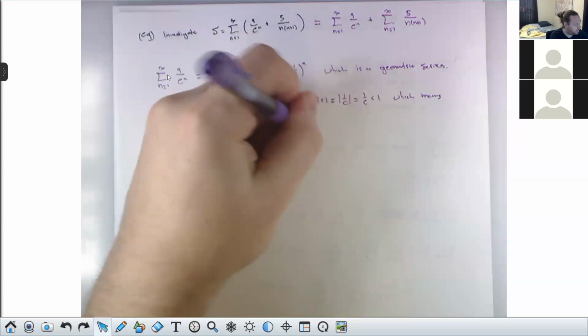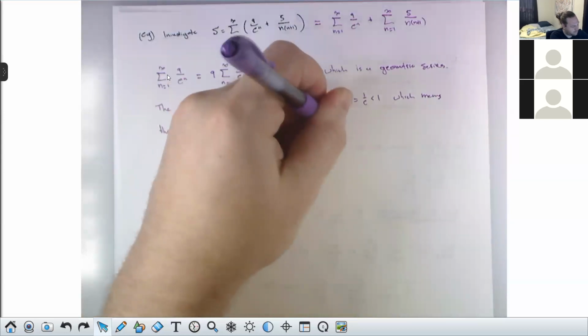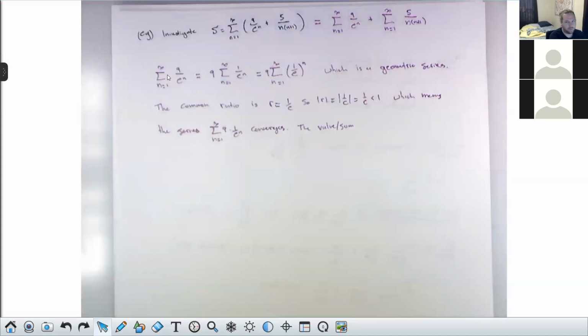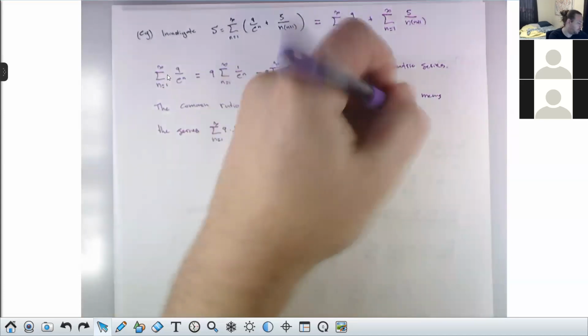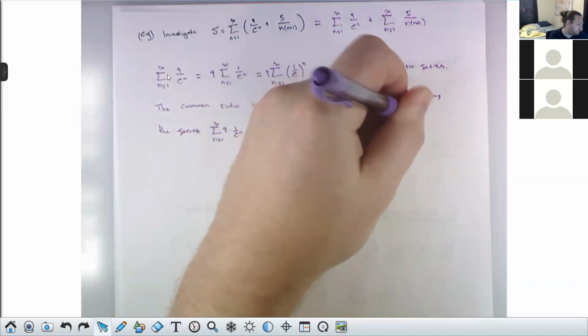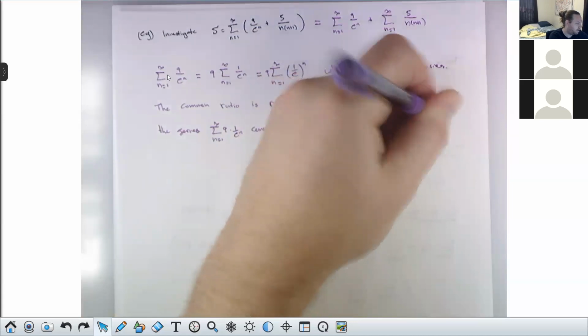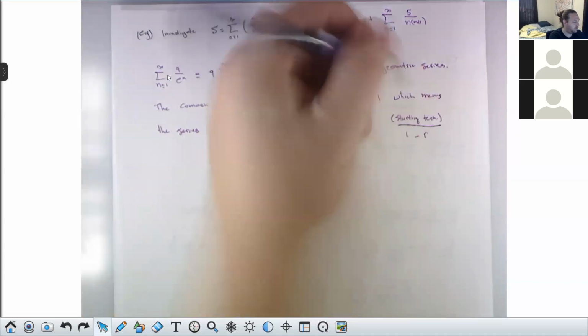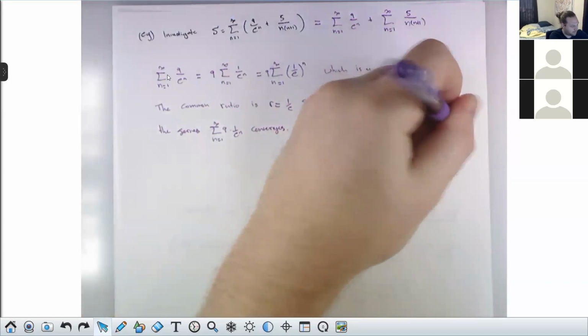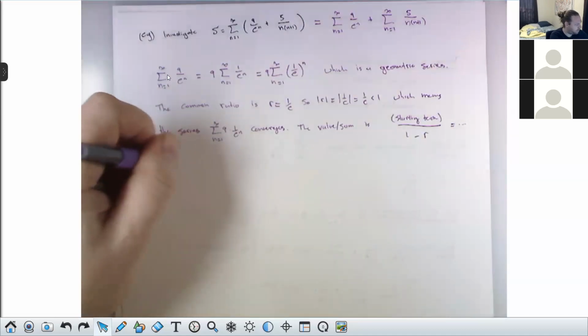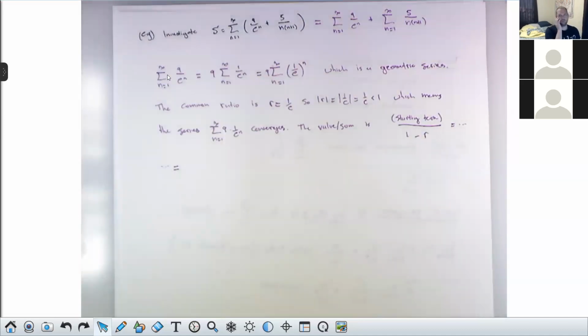The value of the series, sometimes also called the sum of the series, is going to be the starting term divided by 1 minus the common ratio. What is the starting term of the series? What is the very first term of that series? 1 over e, right? Because here, the series begins at n equals 1. So that very first term is not 1, it's 1 over e to the 1.